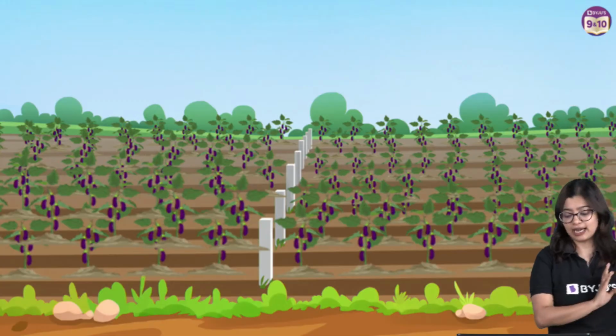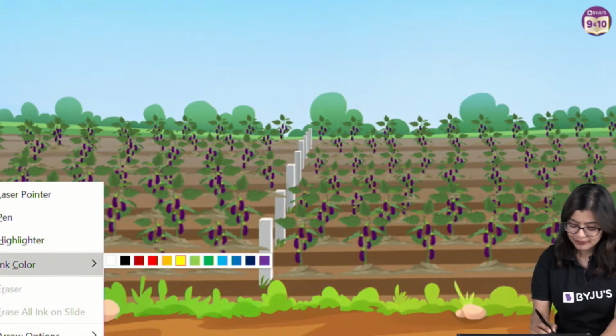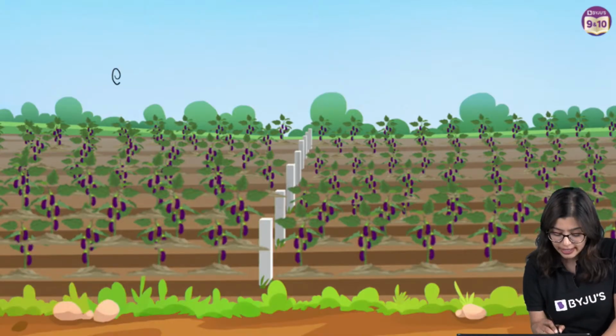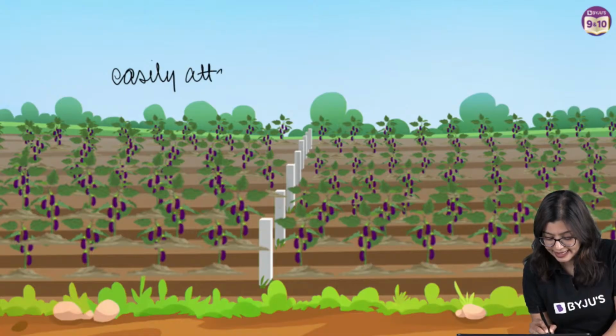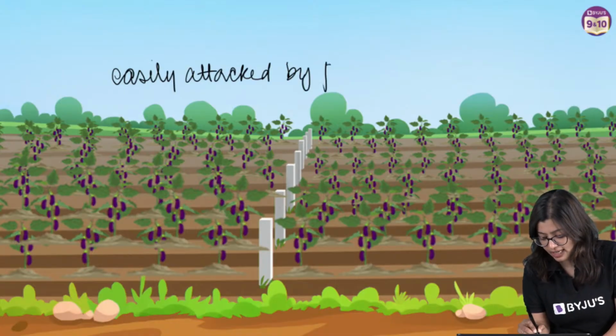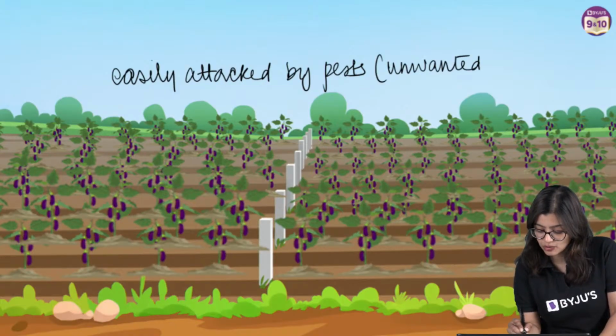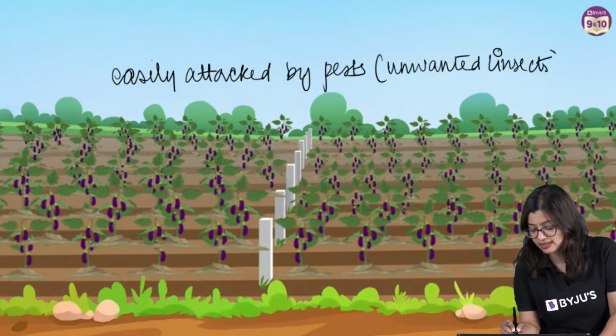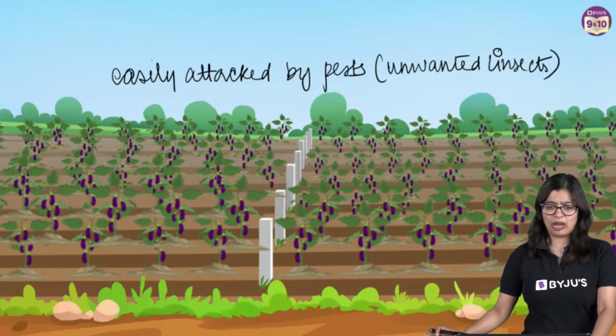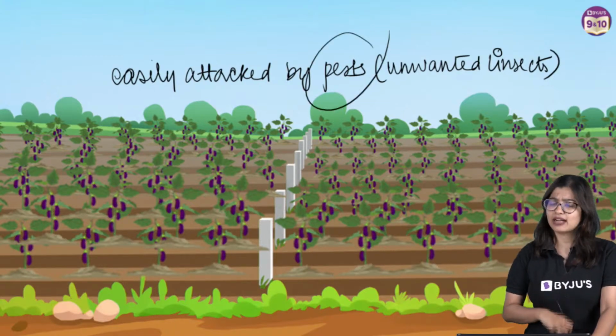Let's understand this with an example. Now brinjal, as we all know, is a very important plant, right? It's very, very important because a lot of nutrition is obtained from brinjal. But what happened was that brinjal as a plant can be easily attacked by pests. Normally if you grow brinjal, it can be easily attacked by pests. Now what are pests? Pests are unwanted organisms, right? So they are unwanted insects, or they are insects that are harmful to the plant, right?